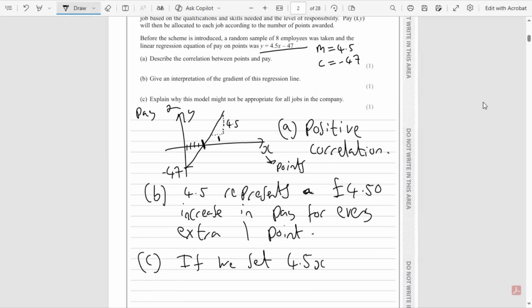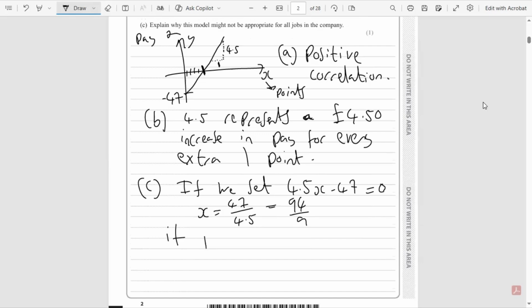So what we can say with this one is if we set 4.5x minus 47 equal to 0, then this gives us that x is equal to 47 over 4.5. And I'll just work out what number this is on my calculator. 47 over 4.5 gives me 10.44 recurring, or 94 over 9.